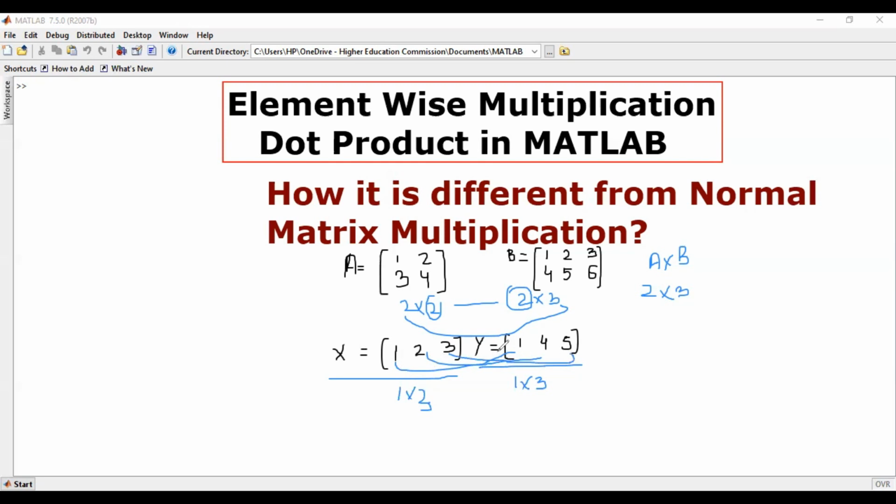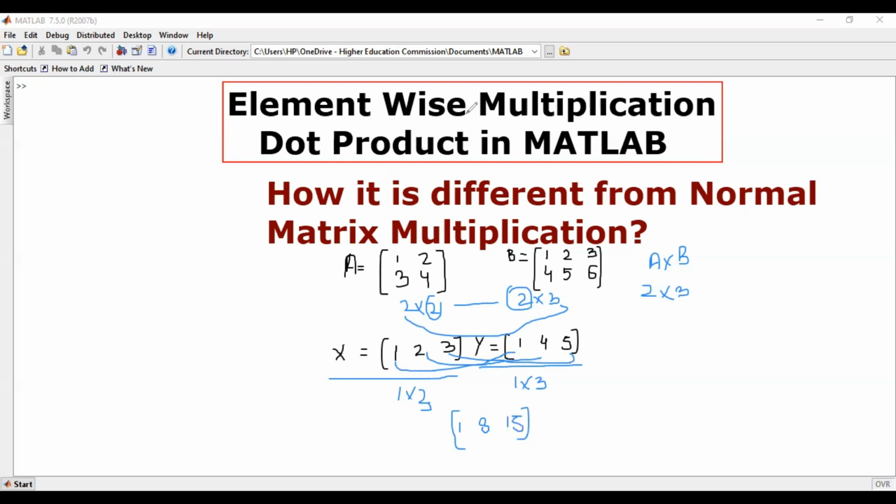That means 1 into 1 will become 1, 2 into 4 becomes 8, and similarly 3 into 5 becomes 15. So again, we will have a vector with the same size, which is 1 cross 3, and that is called the dot product between the two vectors. Because in the dot product, we simply multiply the corresponding components of the vectors.